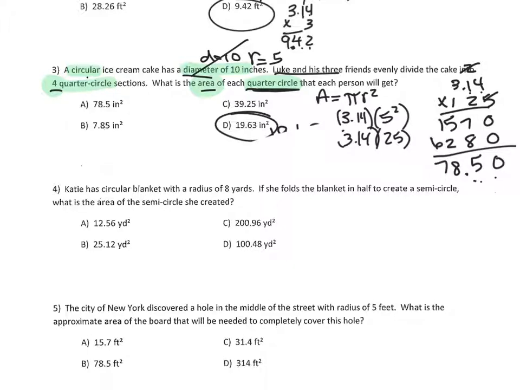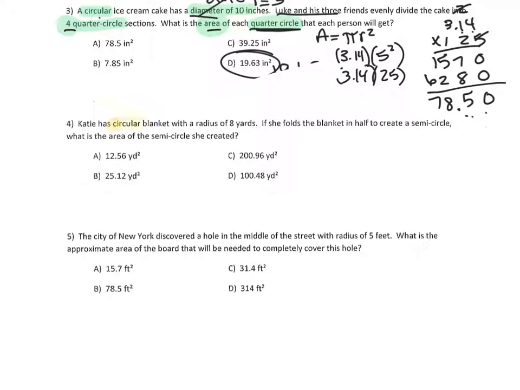Number 4, Katie has a circular blanket with a radius of 8 yards. If she folds the blanket in half to create a semicircle, what is the area of the semicircle she created? So keywords, circular, so we know we're talking about a circle, radius of 8, and this word semicircle, so that's talking about half of a circle, and area. So we want to find the area of the circle, so do that first, area pi r squared, and then this tells us we're going to be dividing by 2 eventually.